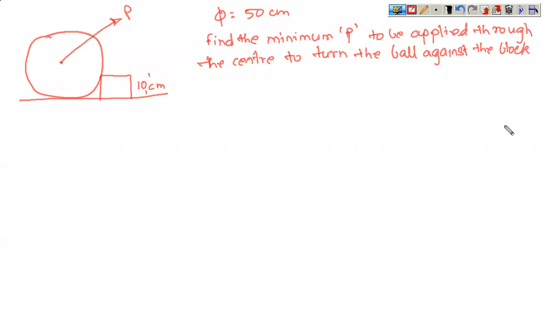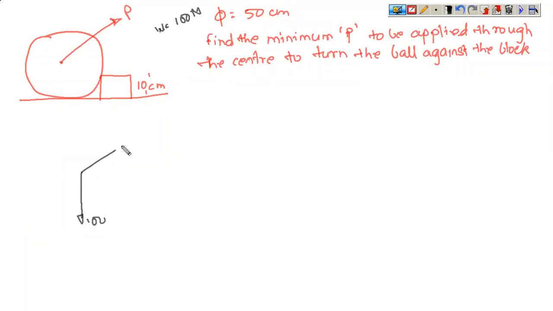So let us draw the free body diagram. If you draw the free body diagram, this is the weight of the block. Weight is not given. Let us assume it as 100 Newton. So let W be 100 Newton.